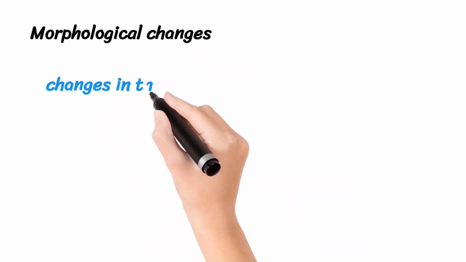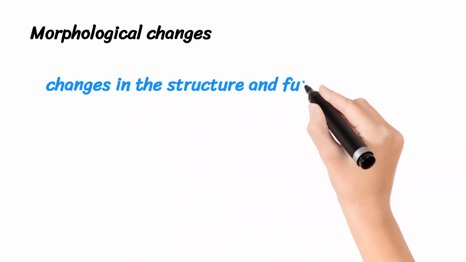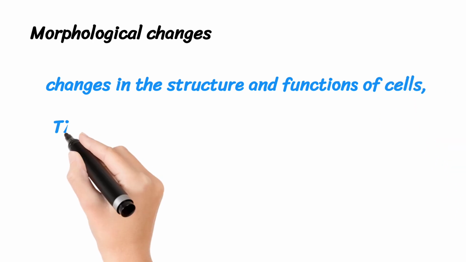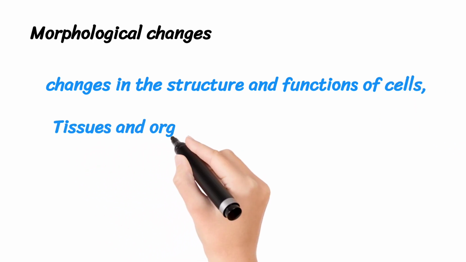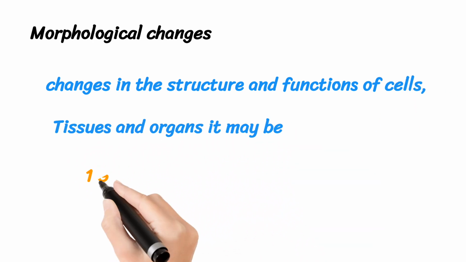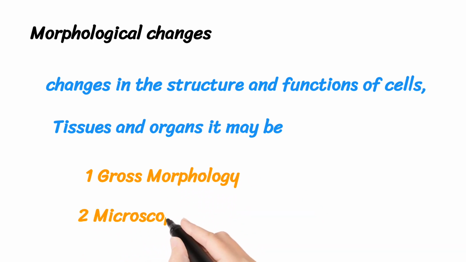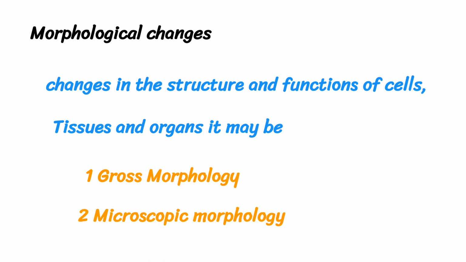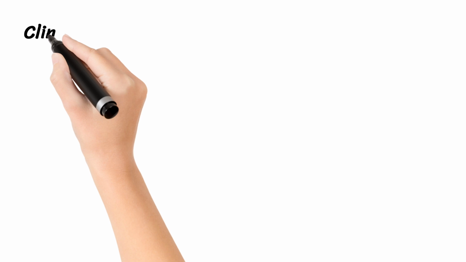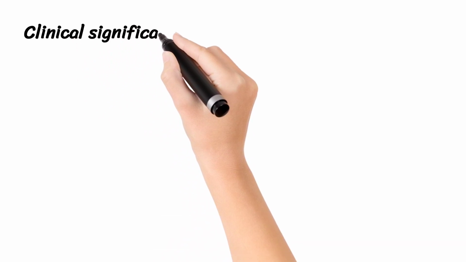The next term is morphological changes. Change in the structure and function of cell, tissue and organ is known as morphological changes. It may be gross morphology or microscopic morphology. The next term is clinical significance. It refers to the signs and symptoms, course and prognosis of disease, and is known as clinical significance.